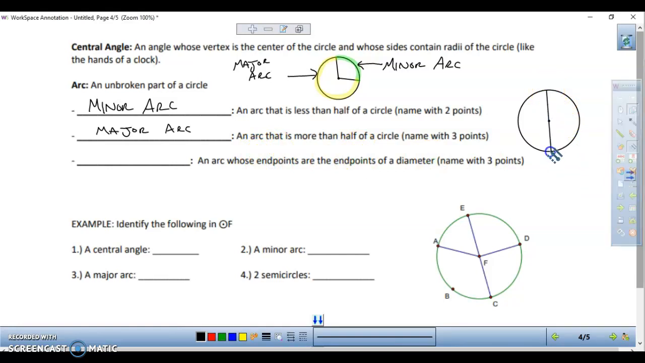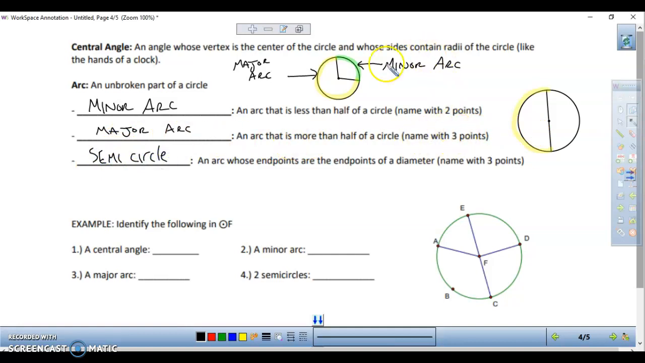so I know the wording, you just got to really think through this. Let me draw a diameter. And an arc whose endpoints are the endpoints of a diameter. Notice that is half of the circle. This is going to be a semicircle.